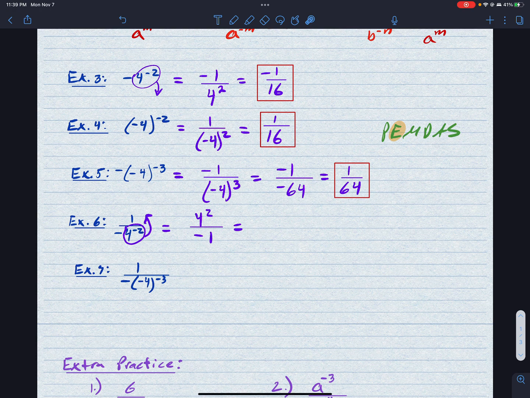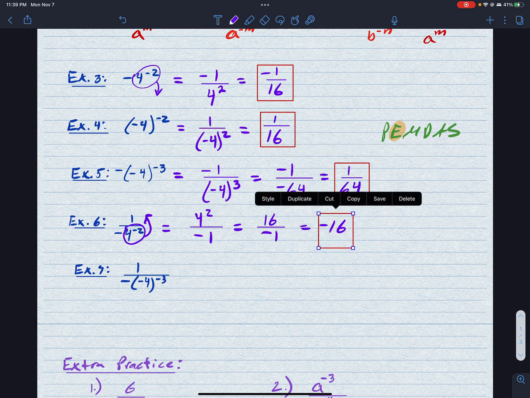So the negative goes away. In other words, once you shift it, it's like you're applying that negative exponent. The negative exponent means reciprocal. Once you take the reciprocal, the negative goes away. All right, but this negative on the bottom stays there. And so this is 16 over negative 1. 16 divided by negative 1 is negative 16.